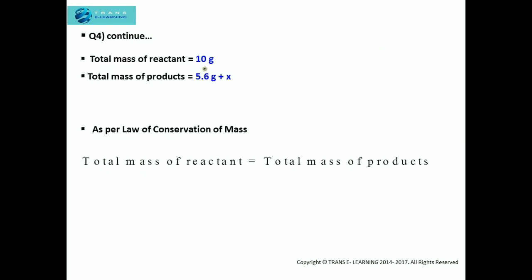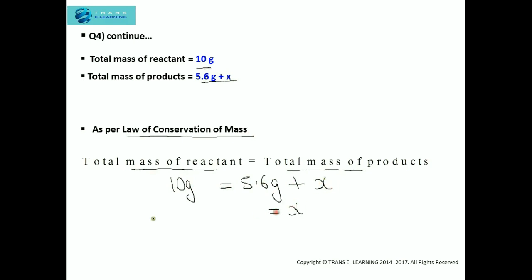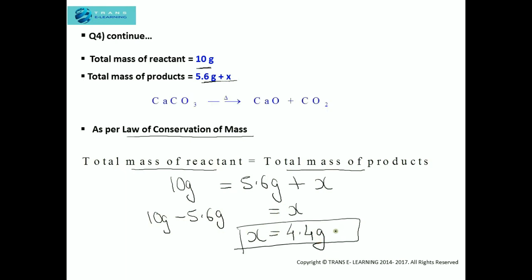So we have just calculated the total mass of the reactant and the total mass of the products. As per the law of conservation of mass, the total mass of the reactant is equal to the total mass of products. Here we just have one reactant, so 10 gram equals 5.6 gram plus X. So X will be equal to 10 gram minus 5.6 gram. The value of X will come out to be 4.4 gram. So the mass of the carbon dioxide formed is 4.4 gram.